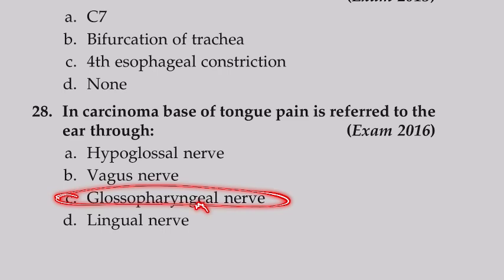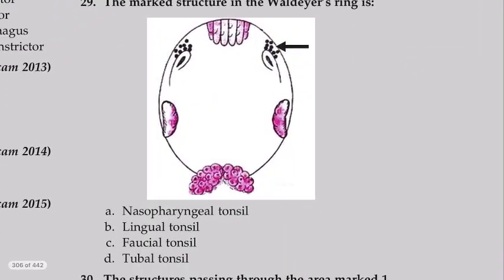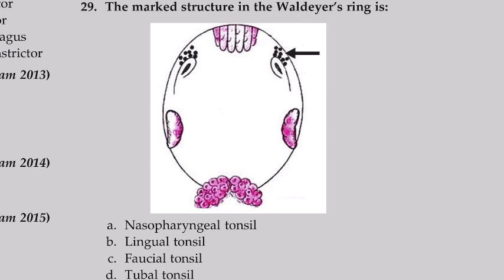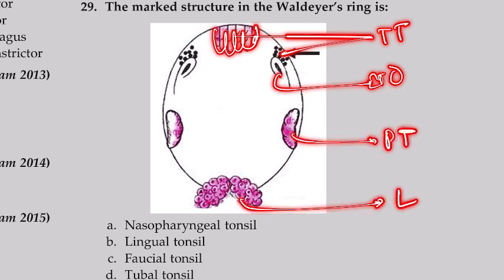Now moving toward question number 29, right. The marked structure in Waldeyer's ring is, we have already said what these are. These are the adenoid, these are the Eustachian tube opening, right. These are the tubal tonsil, these are the palatine tonsil, and these are the lingual tonsil. What is the other name for the tubal tonsil? That is the Gerlach tonsil, right.